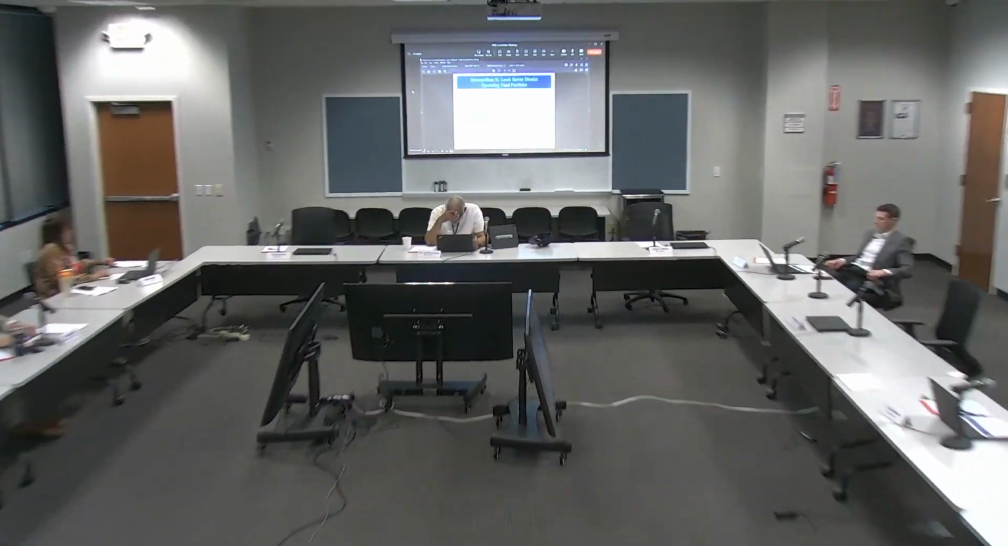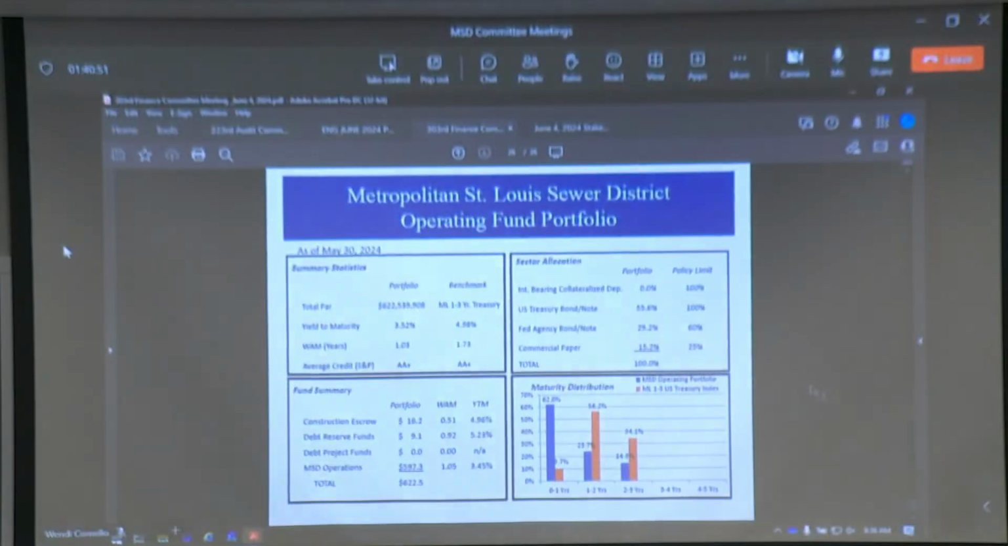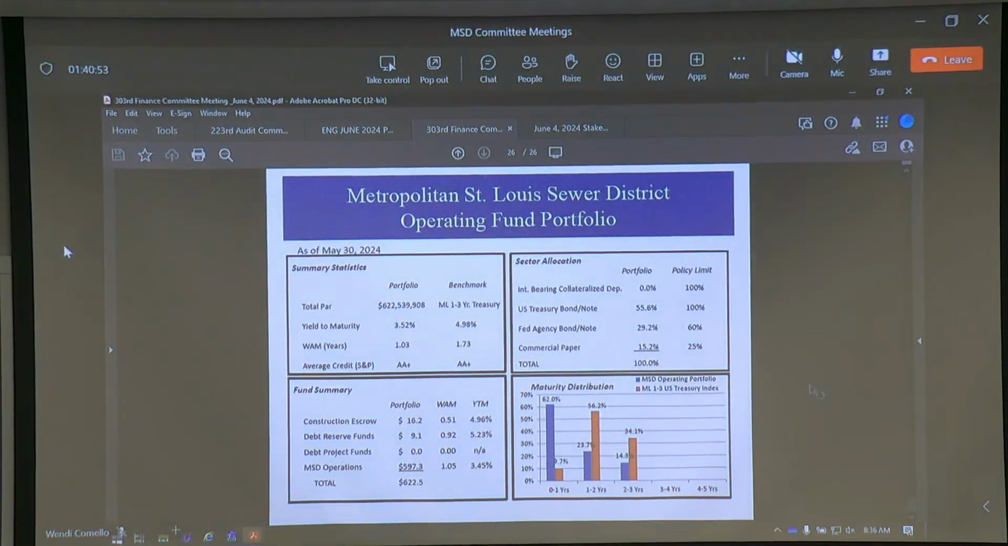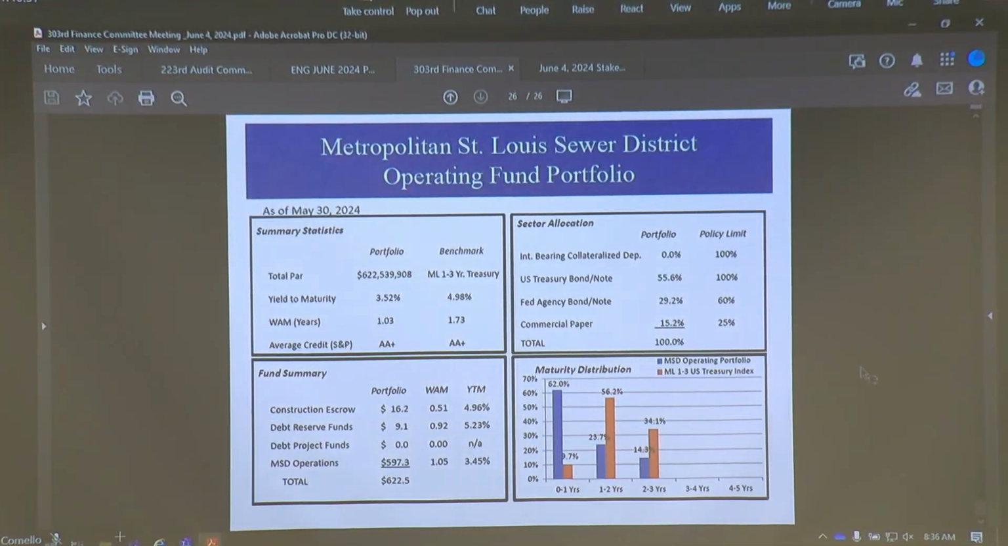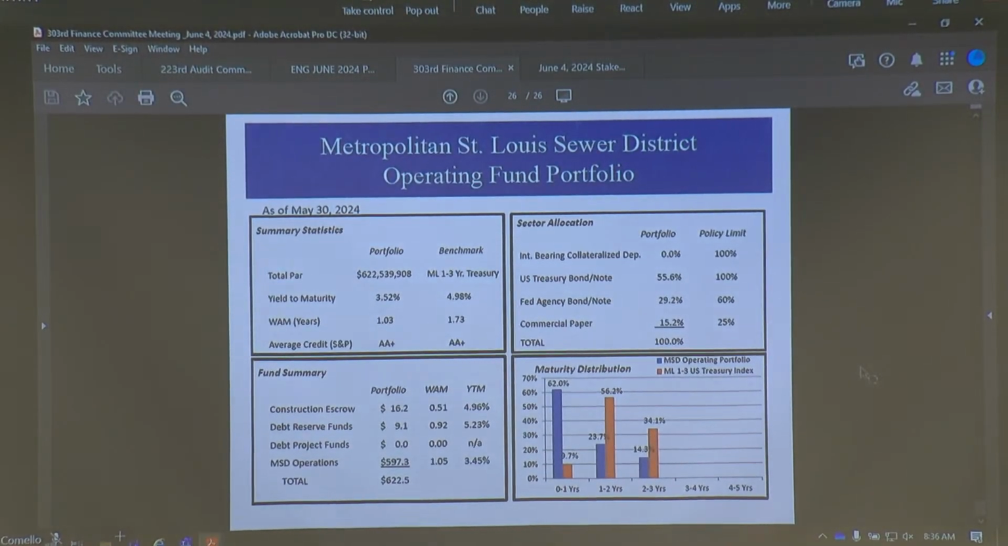There's some changes this month that bear pointing out. So I'm going to start in the upper left-hand corner with the summary statistics. Our par amount is down about 55 million from last month. That's because at the beginning of May, we had our semi-annual interest and principal payments on senior debt. So that was a large outflow. And we had investments lined up to mature to match those.